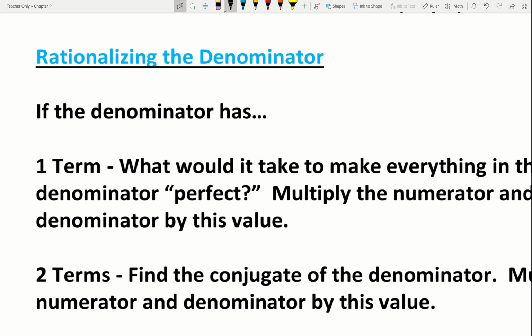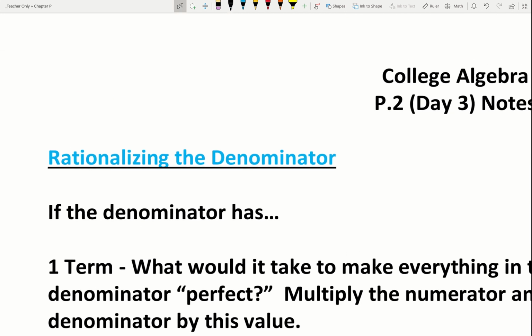So I want to talk about what that means, and then I want to spend some time in this video talking about how to actually do it. So, rationalizing the denominator, right? Basically, one of the things that we like to try to avoid in math is having any sort of radicals in the denominator of a fraction, okay?